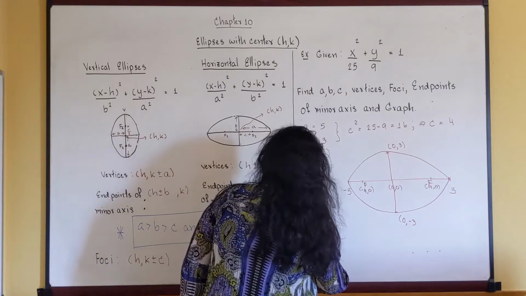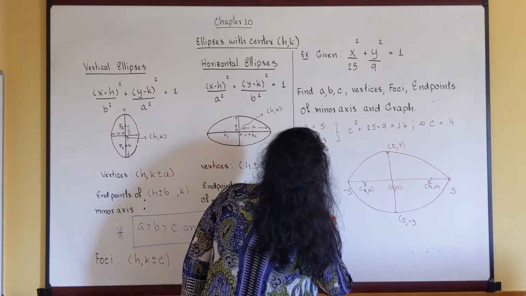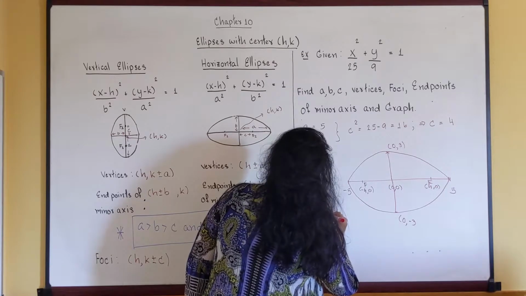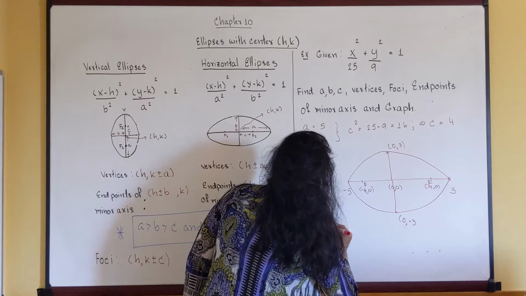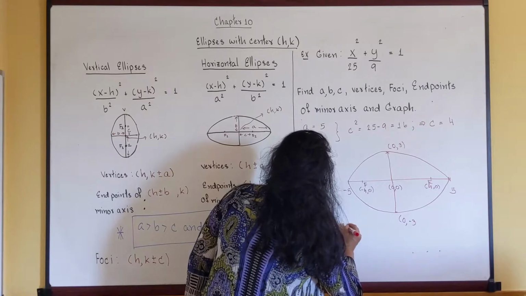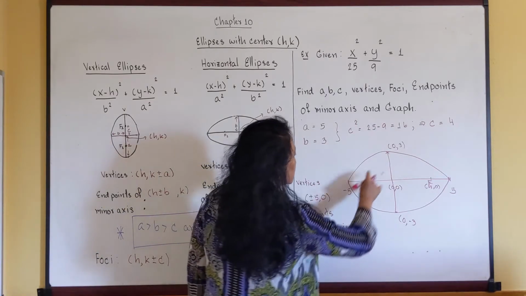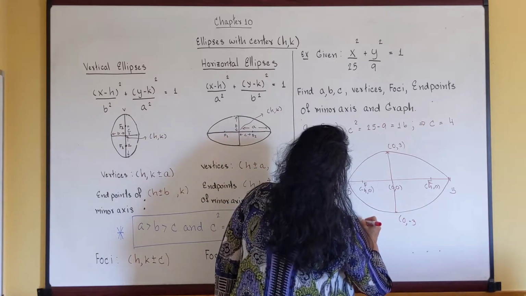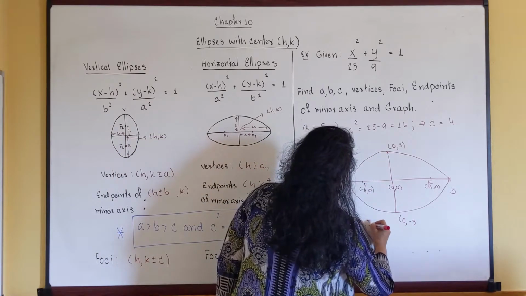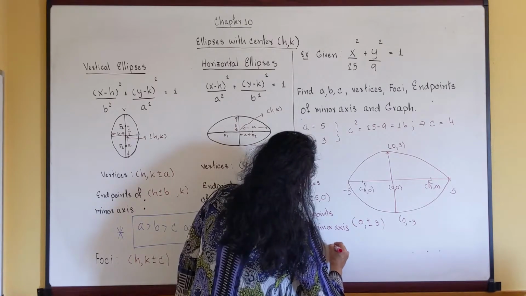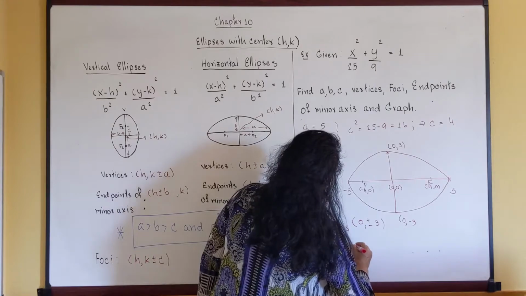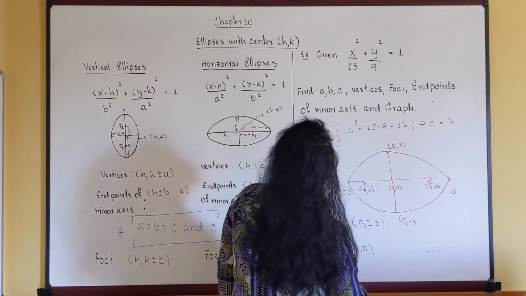Endpoint of minor axis is going to be this one, 0 plus or minus 3, and foci would be plus or minus 4, 0.